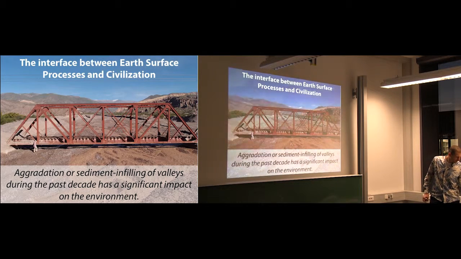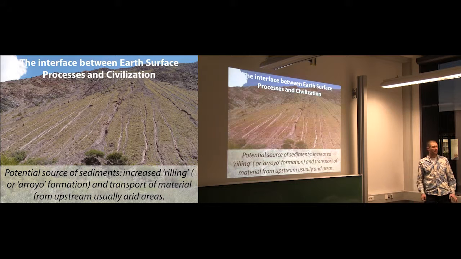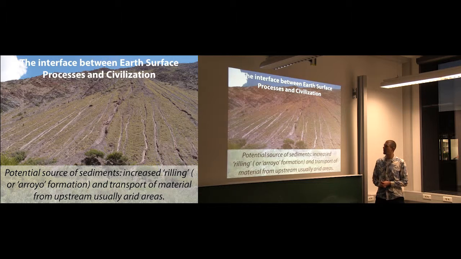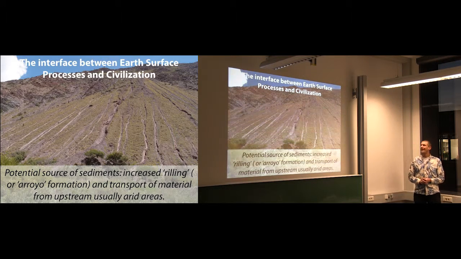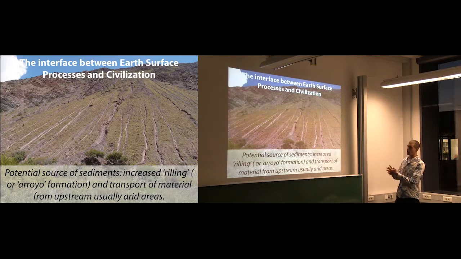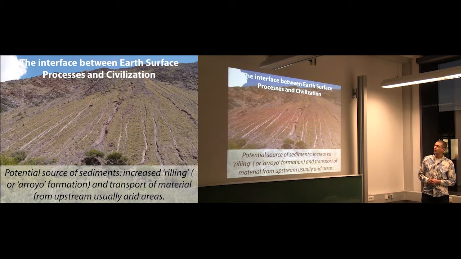Where does the sediment come from? Well, one explanation is that the increased sediment may potentially come from recent erosional processes. The process is called rilling, or the geomorphic features are called arroyos, or deeply incised canyons. These are dominant, and you can observe these in every semi-arid landscape. So this is not unique to the Andean origin or to northwestern Argentina. You can observe those throughout the southwestern United States, for example.